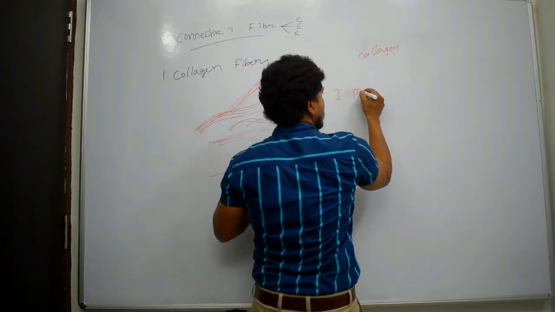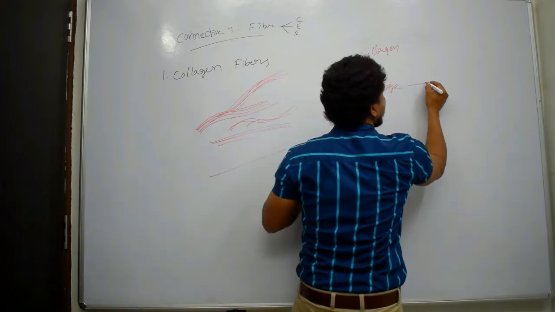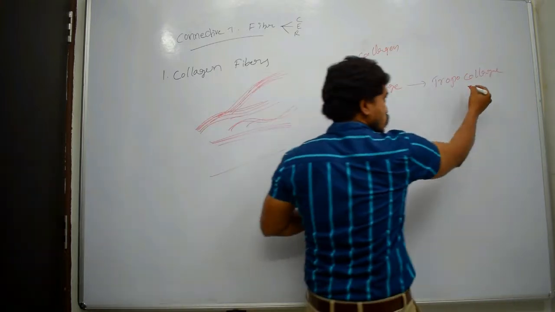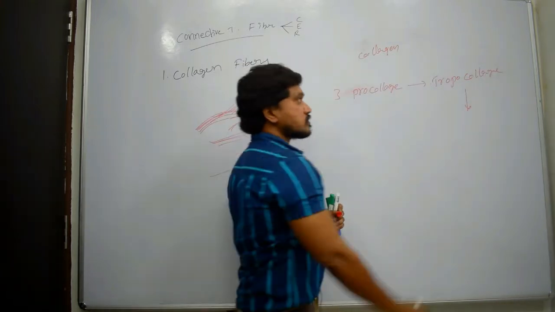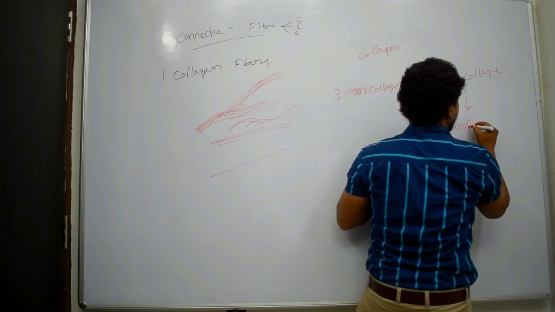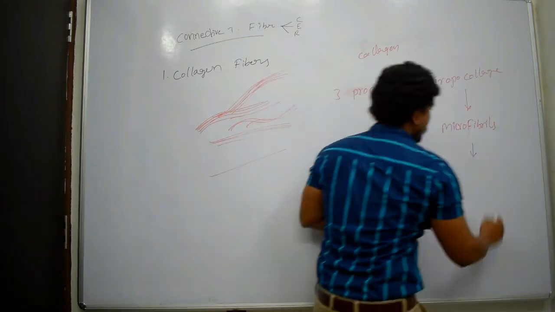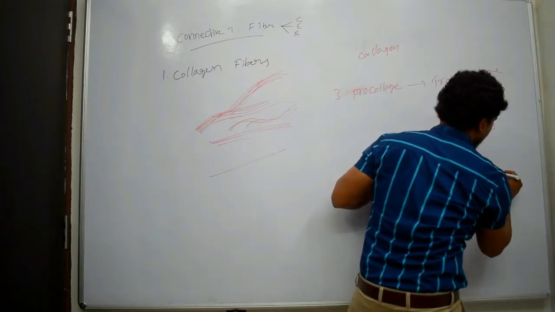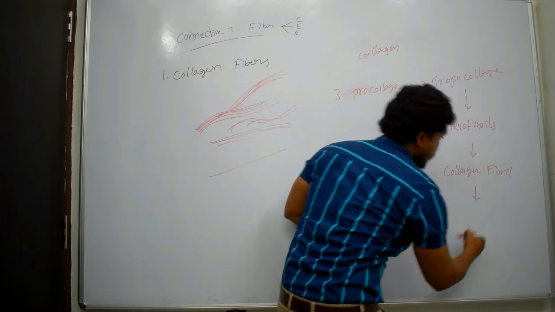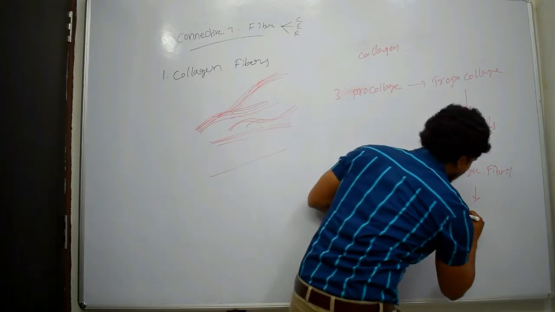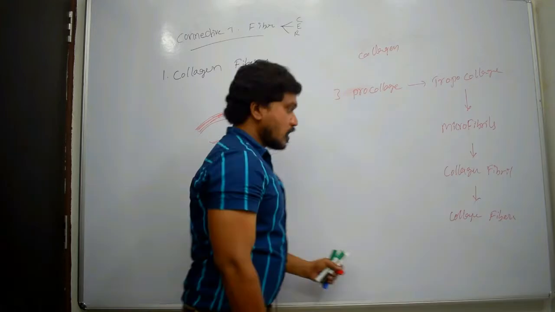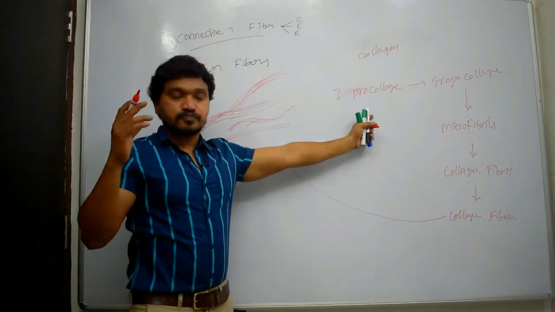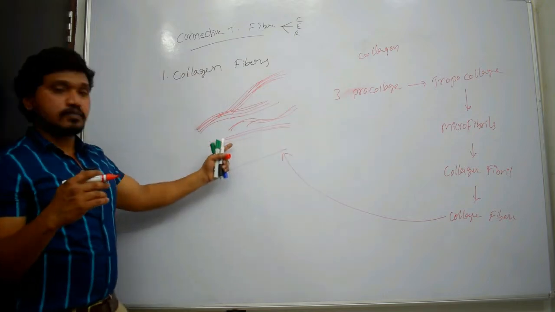Three procollagens unite and form tropocollagen. These tropocollagens unite and form the microfibrils. Microfibrils unite and form a collagen fibril. Collagen fibrils unite and form a collagen fiber. Collagen fibers unite and form the bundles of collagen fibers. So these are the micro details of how collagen fiber bundles are formed.